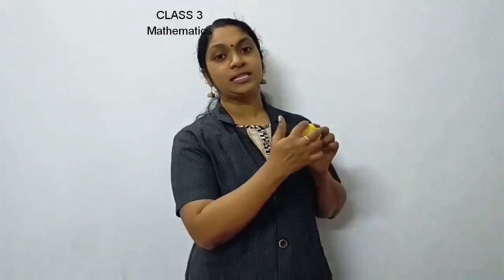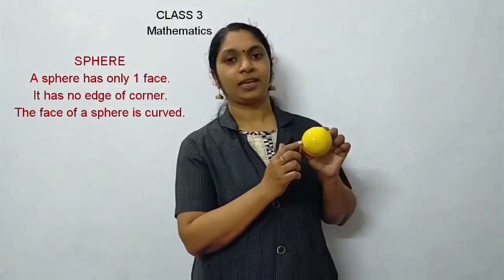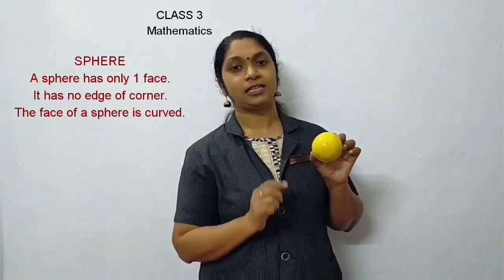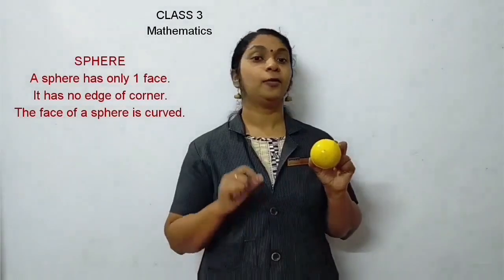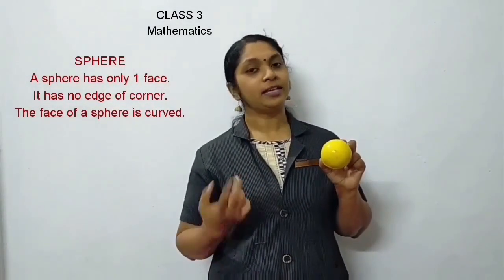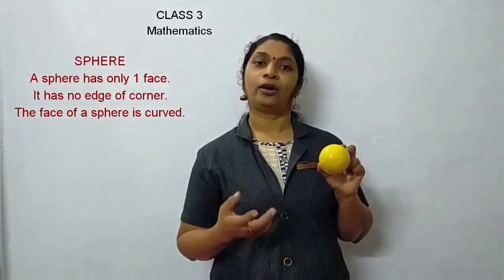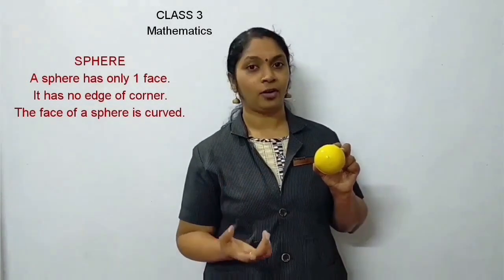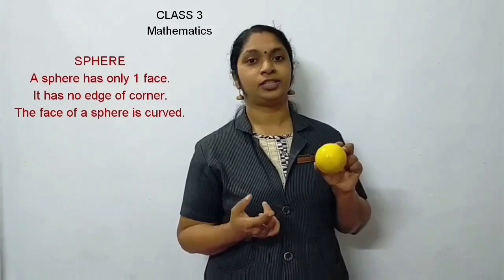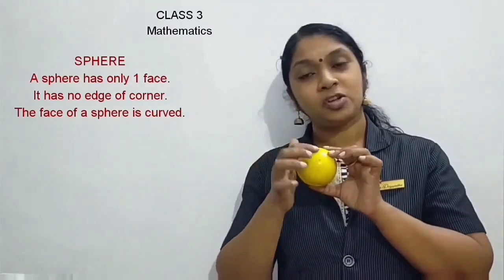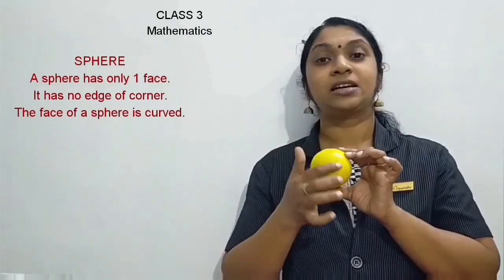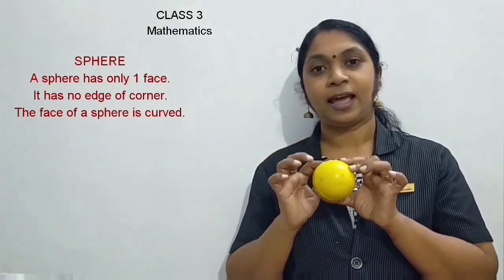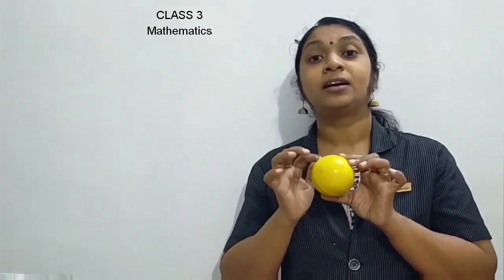This is a sphere. It has only 1 face. It does not have a corner or an edge. The face of a sphere is curved. So we can say that a sphere has only 1 curved face.